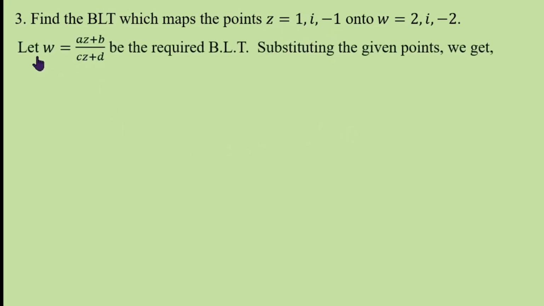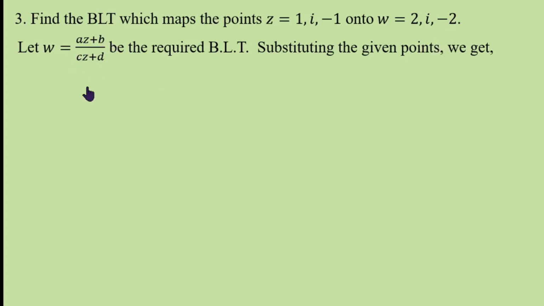Assume that w equals (az plus b) by (cz plus d), that is the required bilinear transformation. By substituting the given set of points, we will get three equations. One is 2 equals (a into 1 plus b) by (c plus d), that is the first equation. And the second equation is i equals (ia plus b) by (ic plus d).